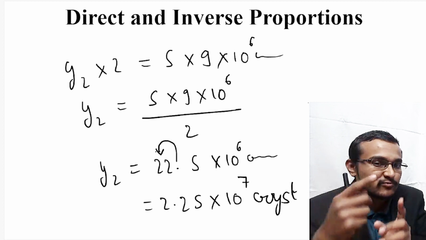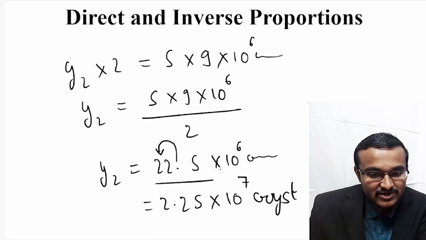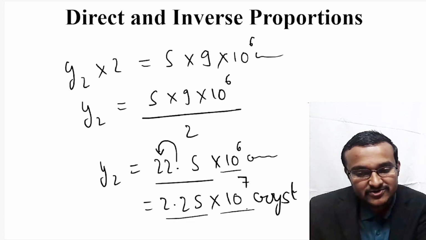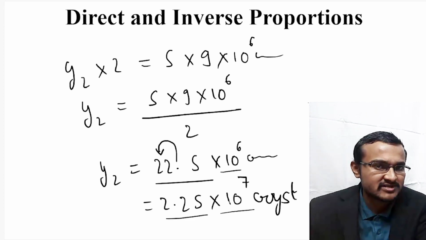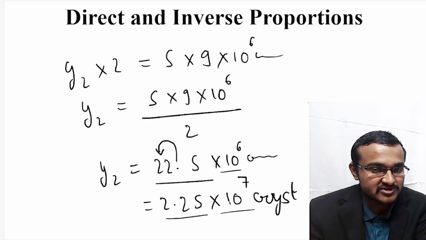So you can add one more power for that 10. So it will become 10 power 7. So either you can write 22.5 into 10 power 6 or 2.25 into 10 power 7. You can refer to the exponents and powers chapter for details of how power works. So here the answer for the first question is 2.25 into 10 power 7 crystals.